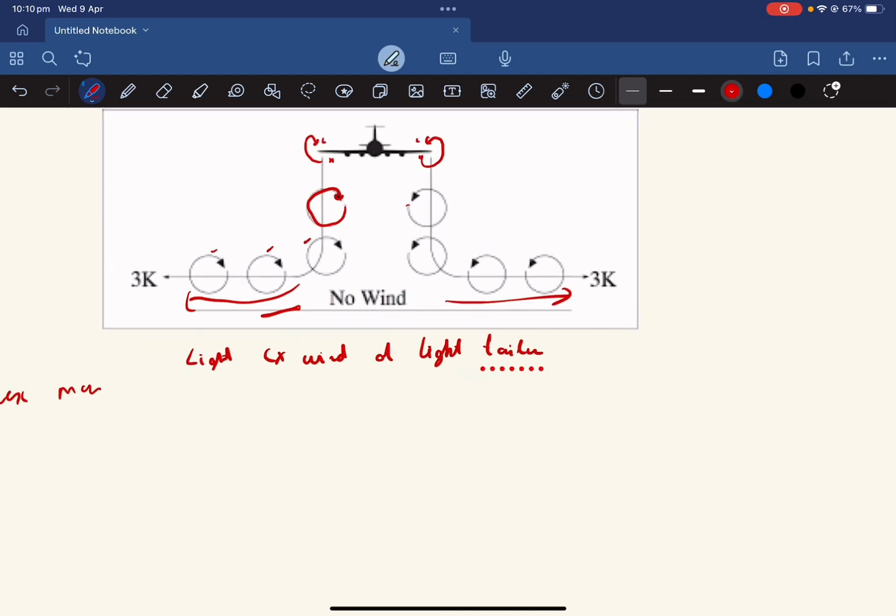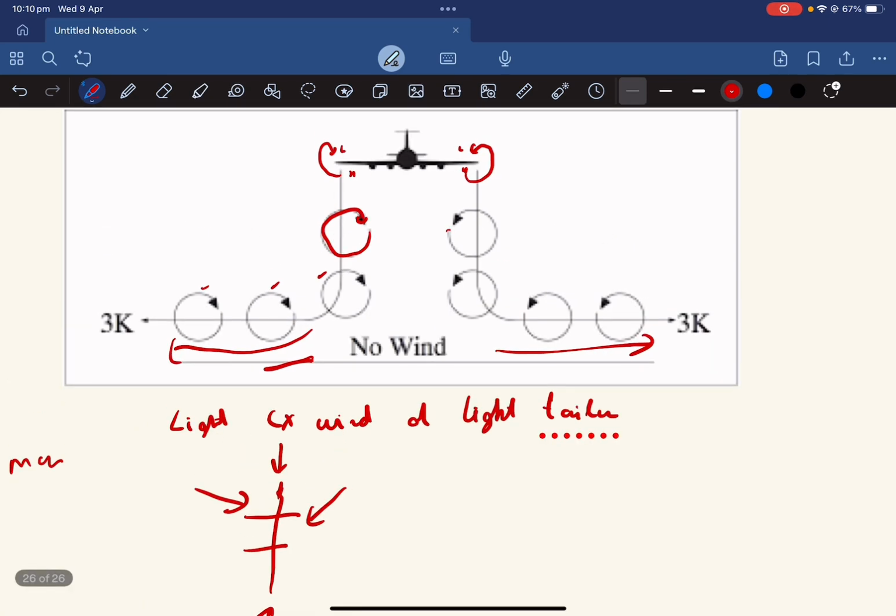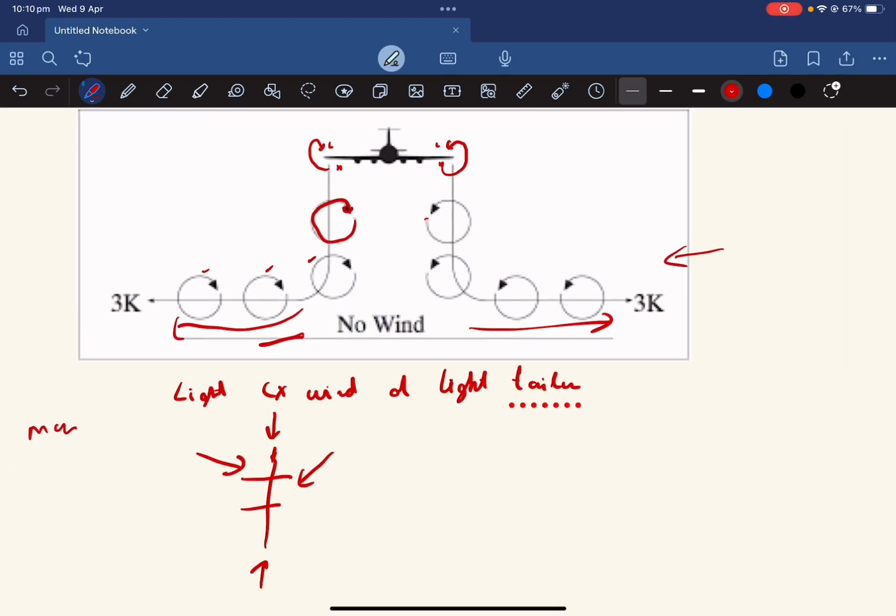What is crosswind? Let's say this is your aircraft, from the top view. If you get head-on wind, it's headwind. If you get it from behind, it's tailwind. If you get it anywhere from the side, it's crosswind. Make sense? So let's say you're getting winds from here, what happens?